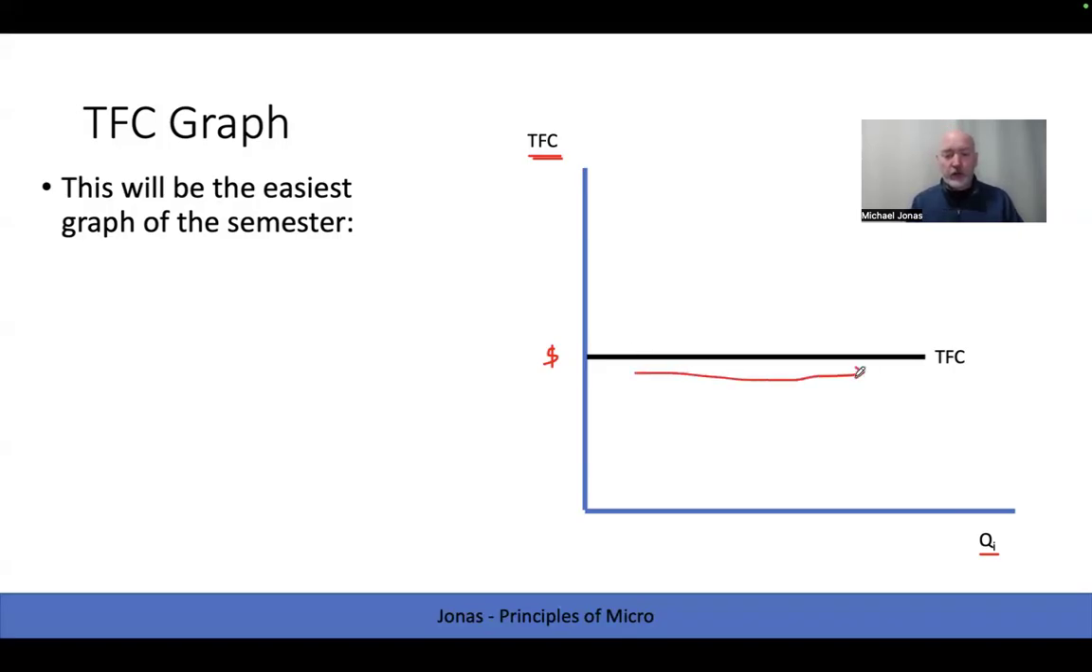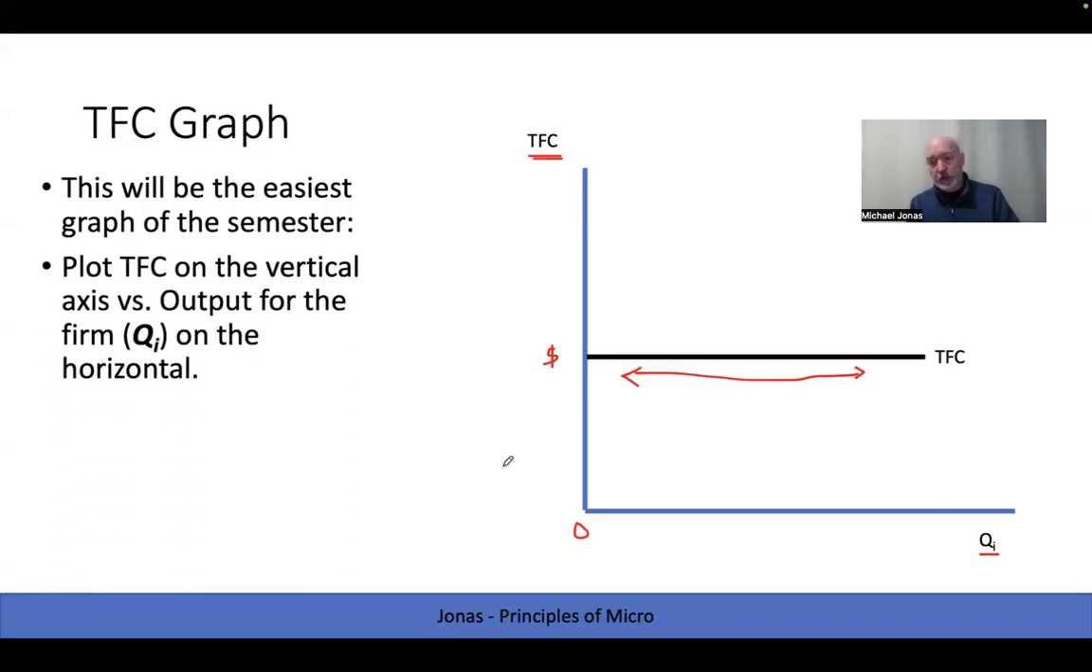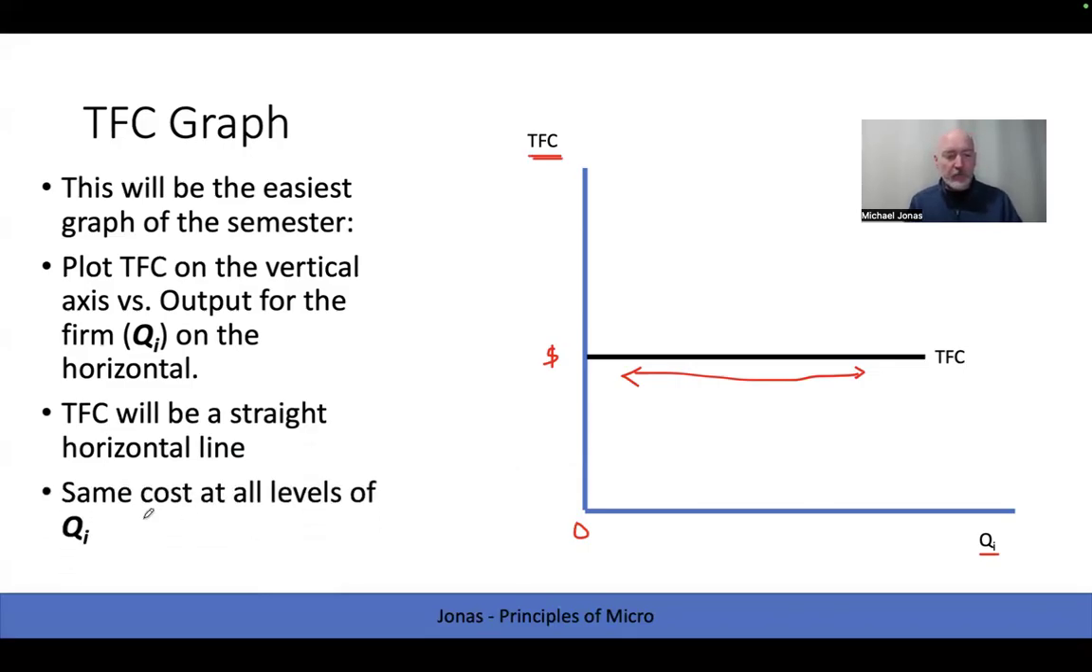During that short run, output goes up and down. Output can be at zero. Cost doesn't change. Okay, so it's just going to be dollar value of expenditures on the vertical, quantity of output on the horizontal, and then the function itself is just that straight horizontal line. Same cost at all levels of output.